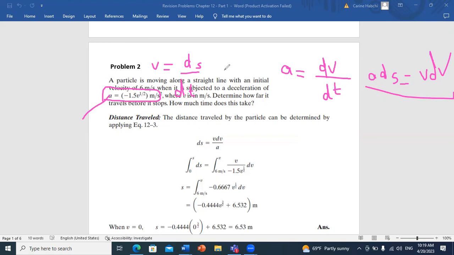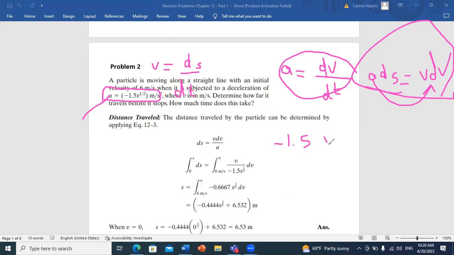If we had a function of time, then we would use a equals dv by dt. But because a is expressed as a function of v, we use a ds equals v dv. And because a is a function of v, we take it to the side of v, and then we do separation of variables and integration. So we can write that minus 1.5 v to the power 0.5 times ds is equal to v dv.